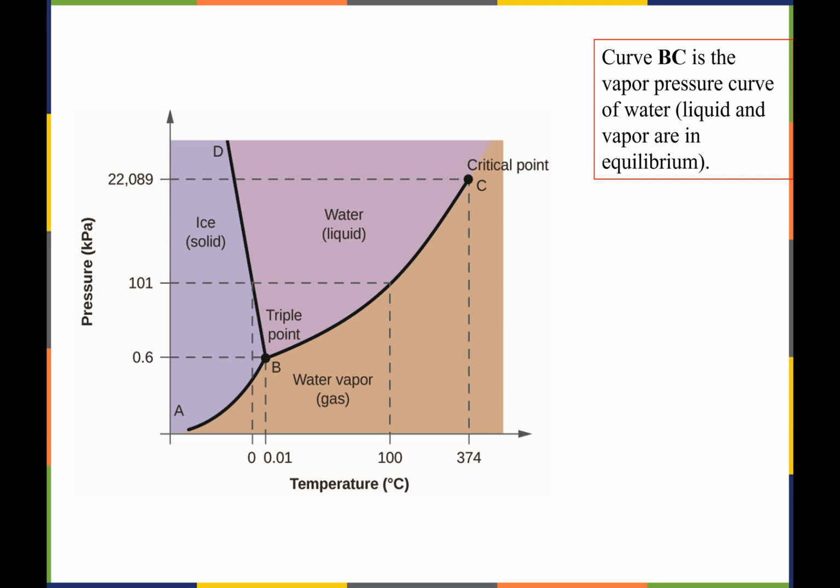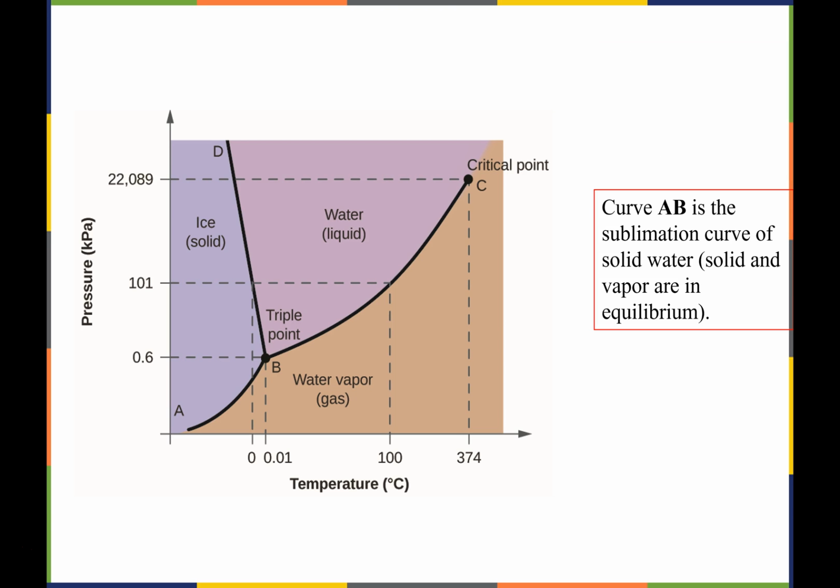But can you see where the BC curve is separating the vapor, the gas, from the water? So that would be the boiling point. So it would be like condensation and evaporation. Okay, does that make sense?